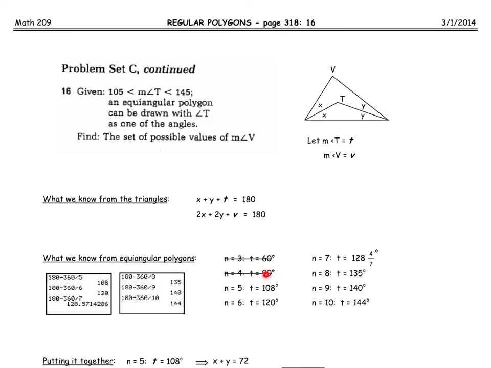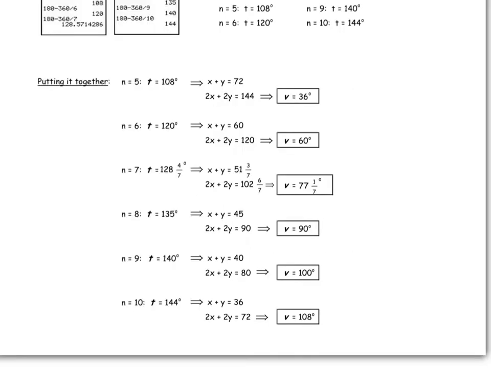So I calculated n equals 5, n equals 6, n equals 7, 8, 9, and 10. And when I reached 144 degrees for n equals 10, I realized that n equals 11 would put me over 145, and I stopped. So these are the polygons that I can get angle T from. Where does that leave us now?